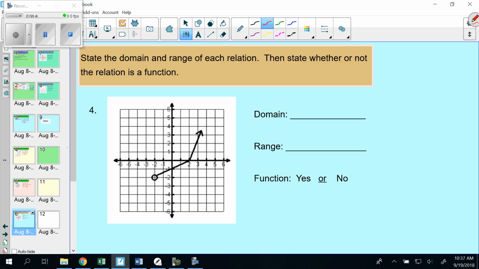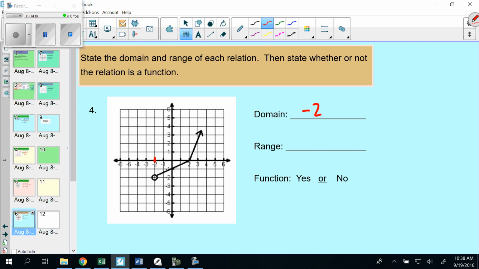Okay, going to the back, a couple more of these examples here. Domain and range. On this one, why don't you pause the video and see if you can try this one out and see what you get. All right, well, let's see what you came up with. On this one, domain, that's your x values. You can see the smallest one is -2.